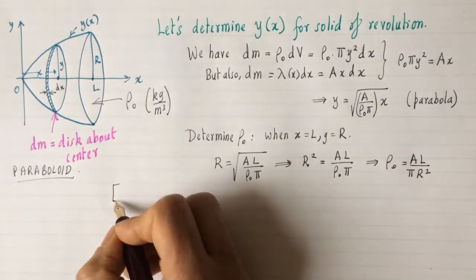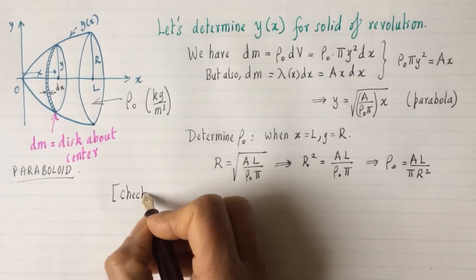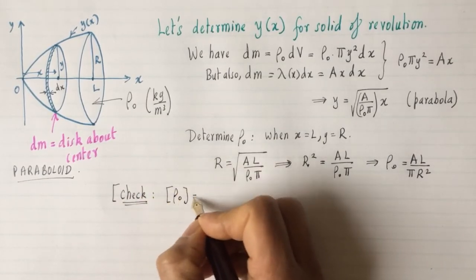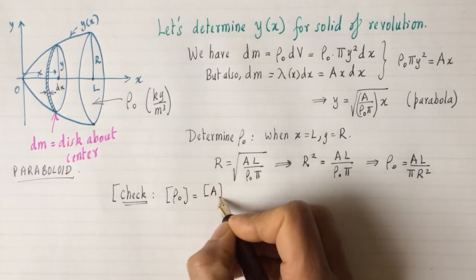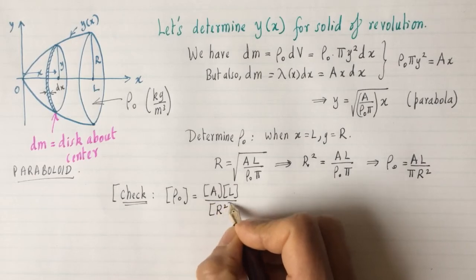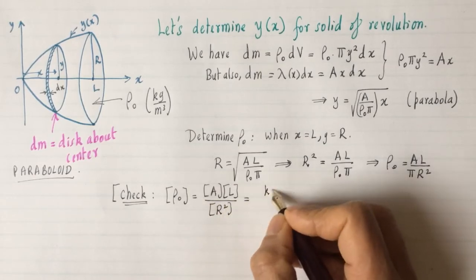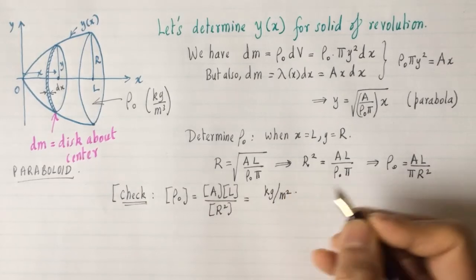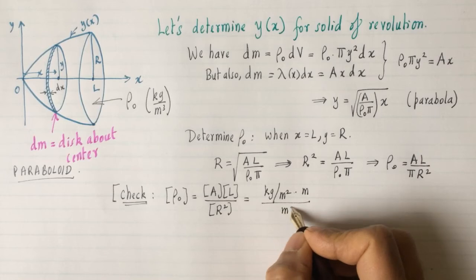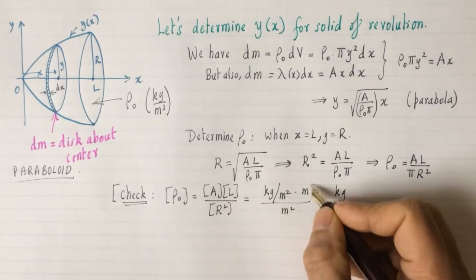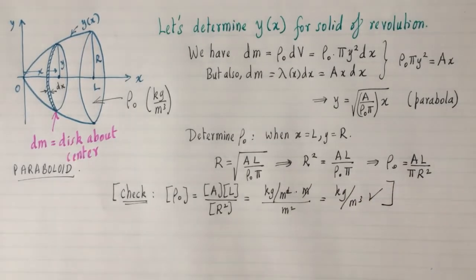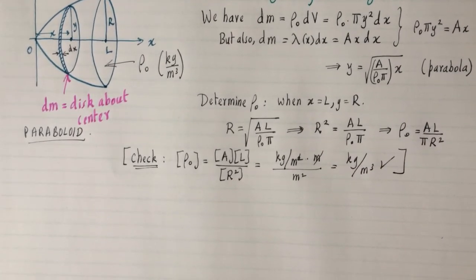I want to check the units. I always like to check units because it tells me if something's going wrong. The units of rho naught are going to be the units of A times the units of length over the units of R squared. So A we've already determined to be kg per meter squared, and then length is just meters, and that's meter squared. So that's going to be kg per meter cubed. Standard interpretation of volume density.